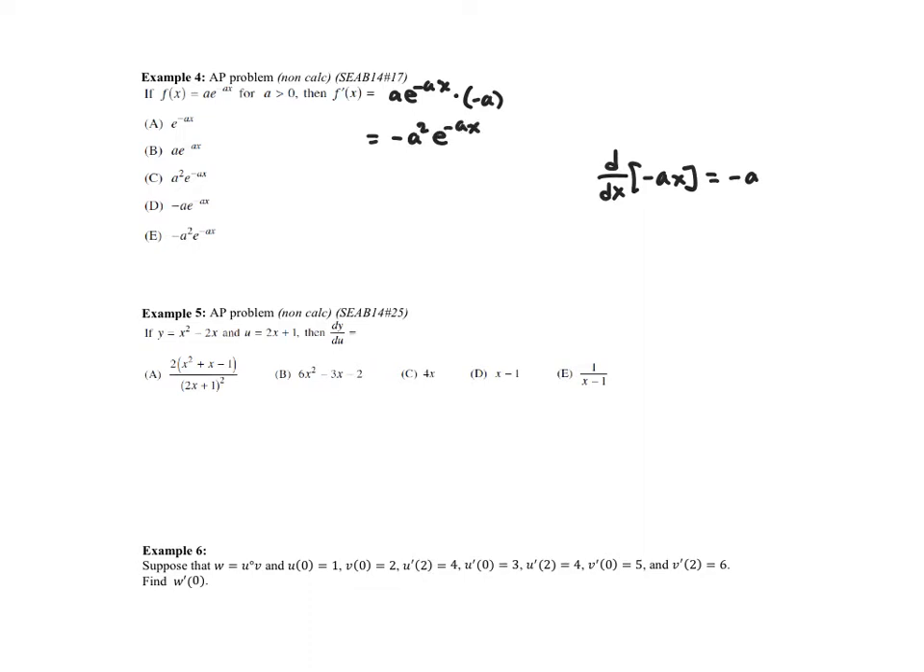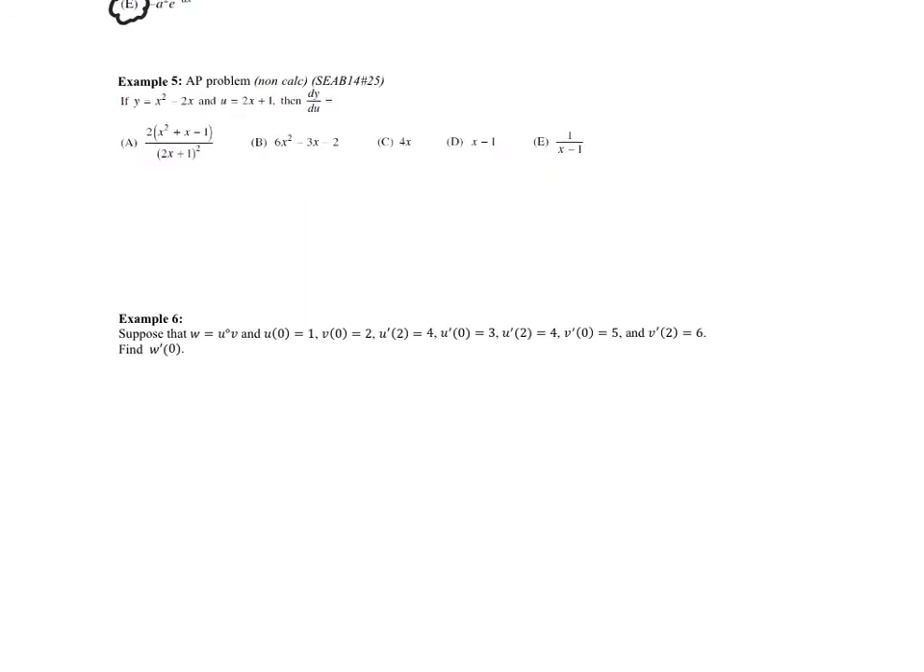Let's see if we've got ourselves an answer here. And we do. That is E. Okay, chain rule is starting to become second nature. Okay, example 5, non-calculator example. If y equals x squared minus 2x and u equals 2x plus 1, then what would dy du equal?